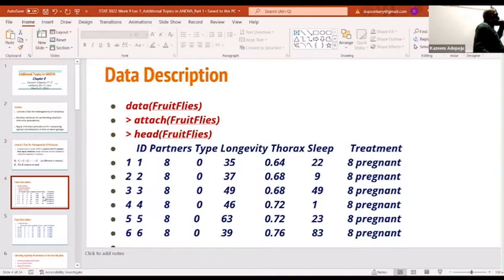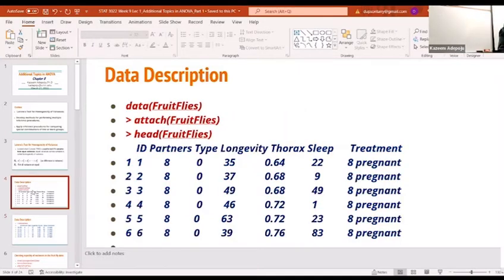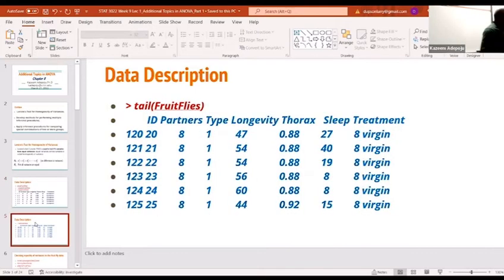Okay, we have a fruit fly cell data set, and we basically want to compare longevity. Longevity is the response, and we have the treatment, which is one categorical factor. We have some levels of that. We want to compare longevity at different levels of treatment. This is the first 6 rows of the data set, and this is the last 6.